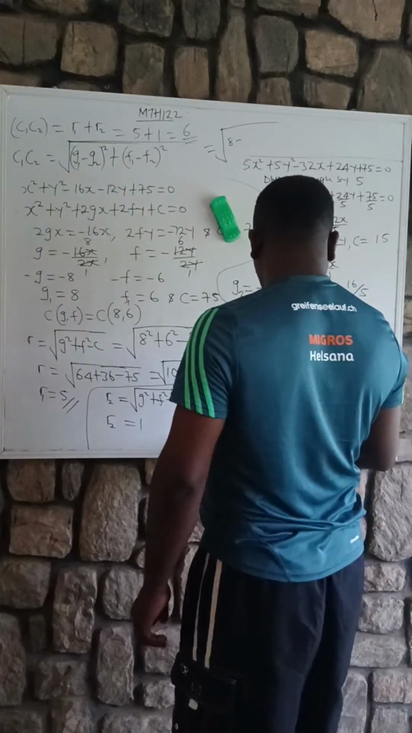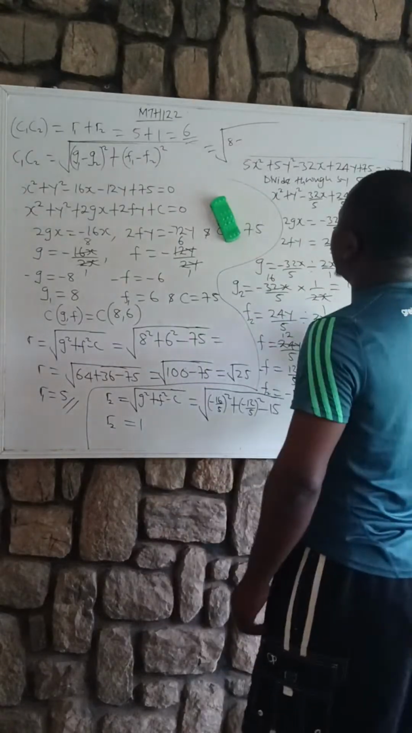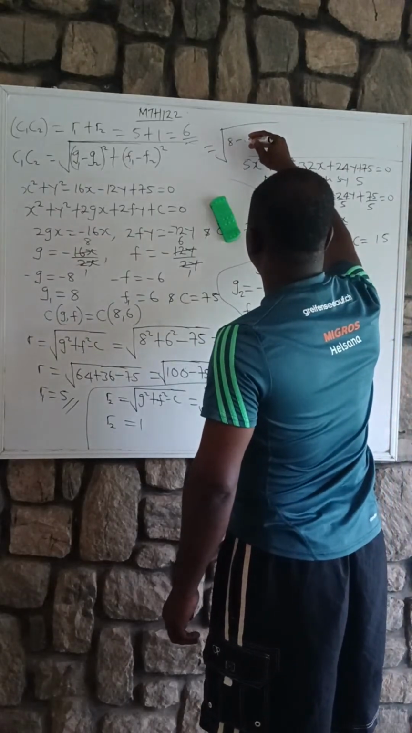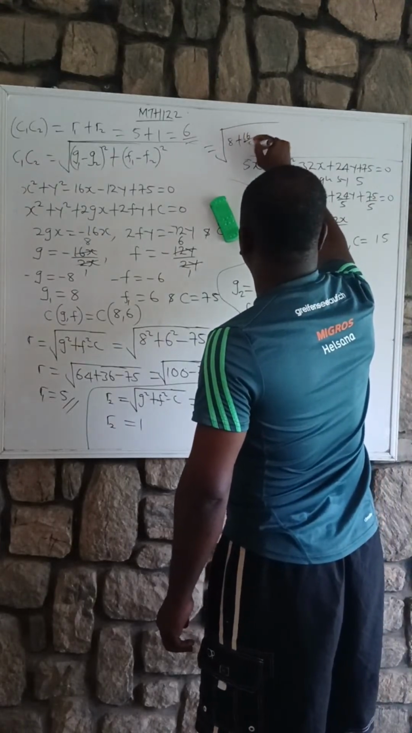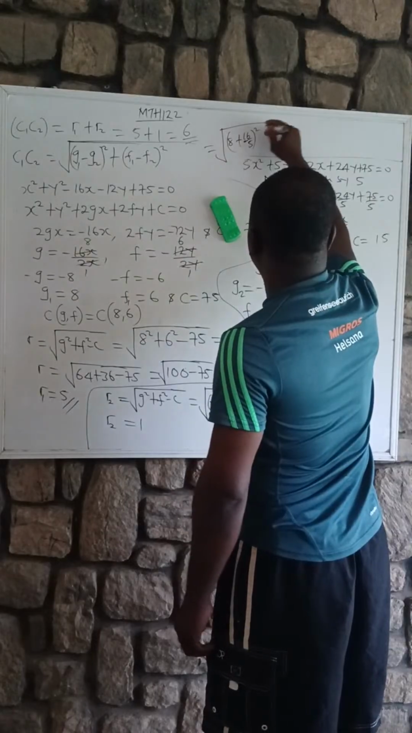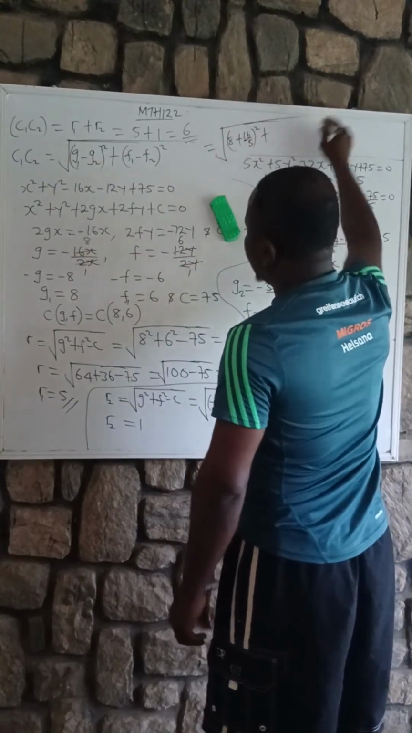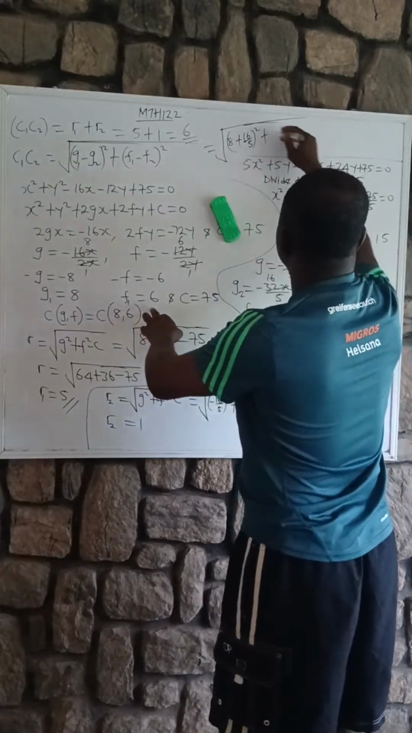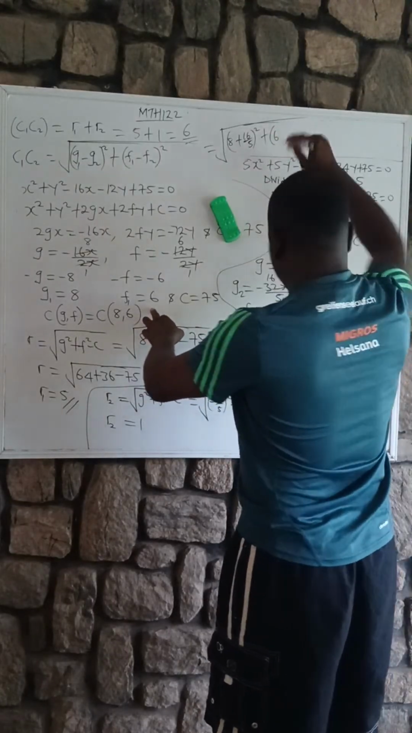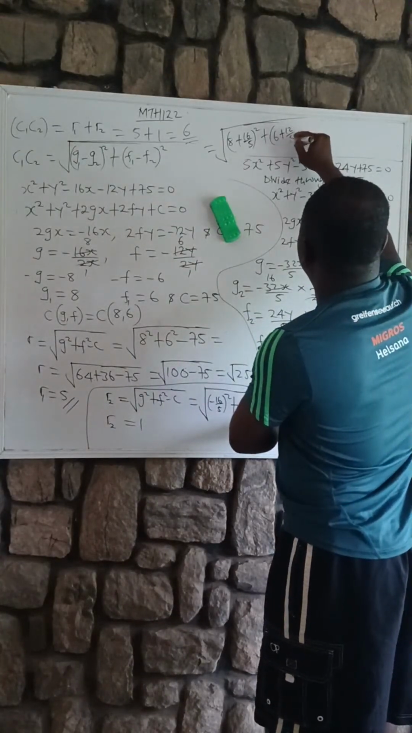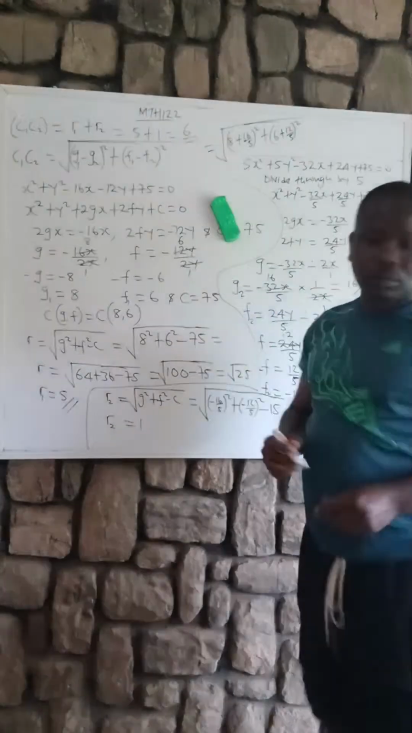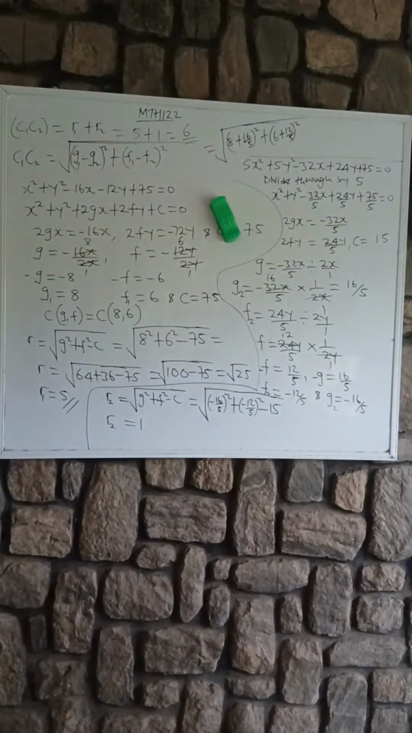So G2, okay, look at it here. G2, F2. G2 is minus 16, right? So minus 16, it means we are supposed to have plus 16 all over 5, all in square, then plus F1. F1 is what? Open bracket 6 minus, it will now come to plus 12 all over 5, all in square. You agree with me?